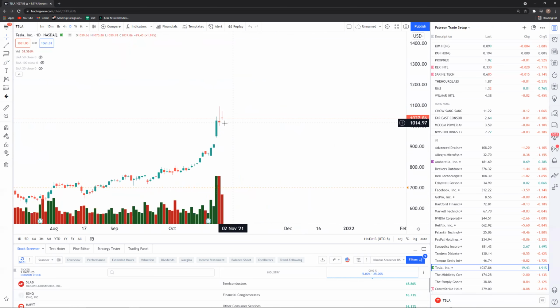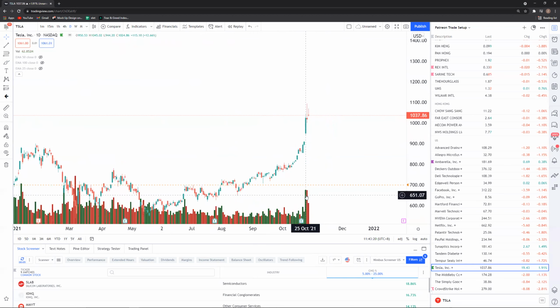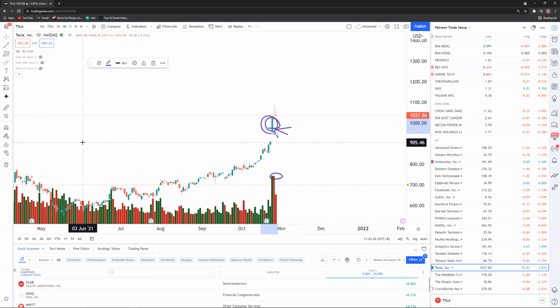We have a very strong pin bar candle coming in with a very high volume. In fact, the volume is almost exactly the same as the previous day, the big green candles like that.